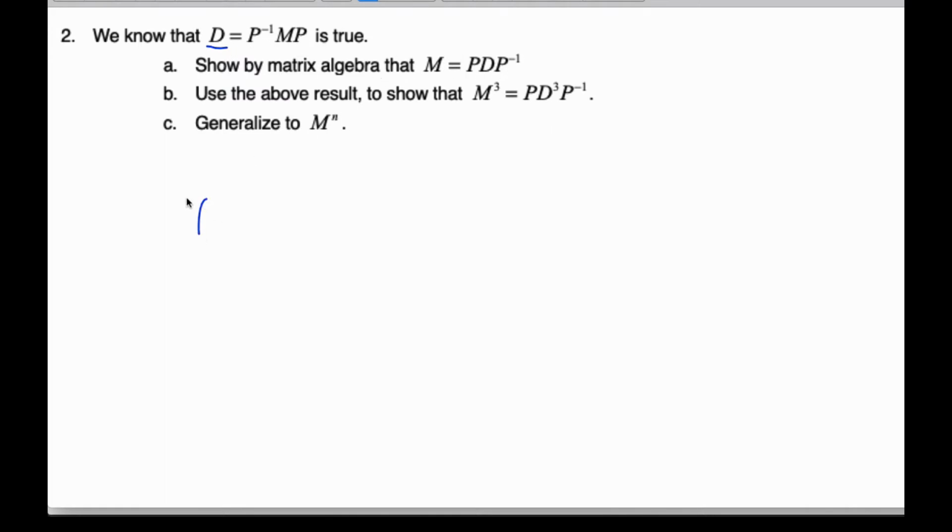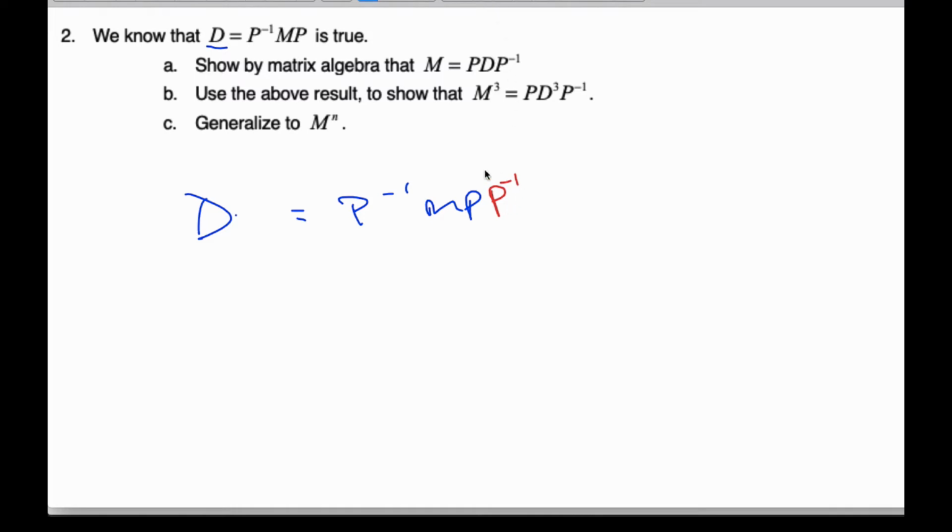And so if I take this equation D, which is equal to P inverse M times P, I want to move the inverse and P over to the left-hand side. I can't divide because matrices don't divide. I have to multiply. And what I can do is if I want to multiply and get rid of P, I can multiply this by P inverse.